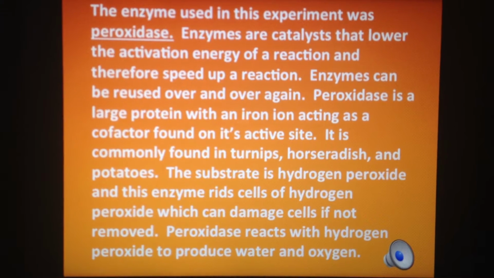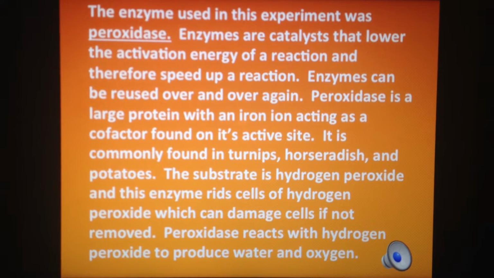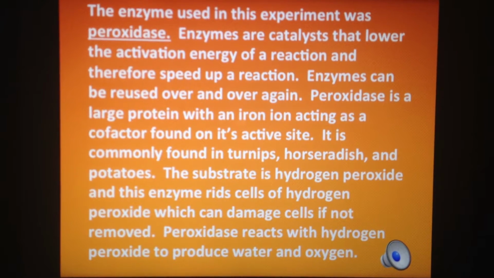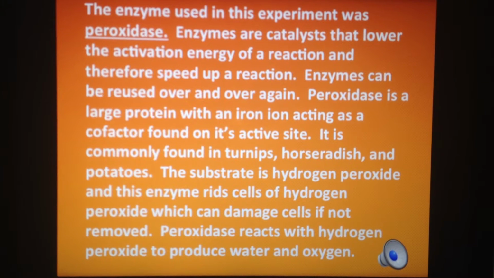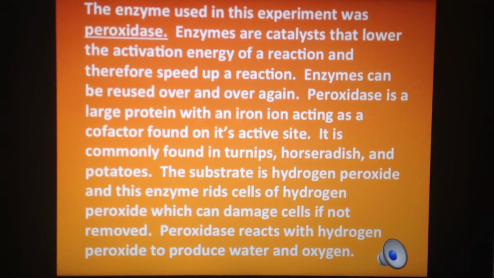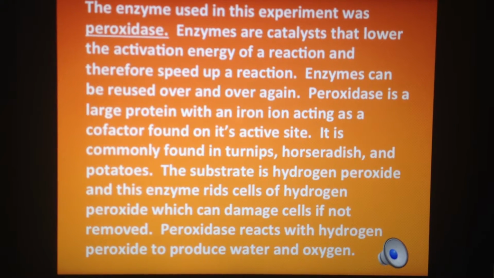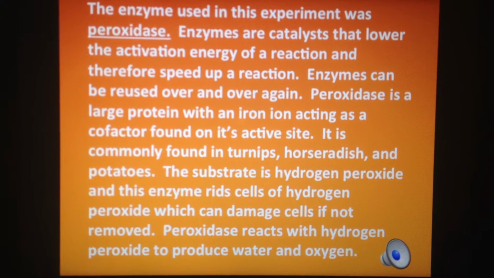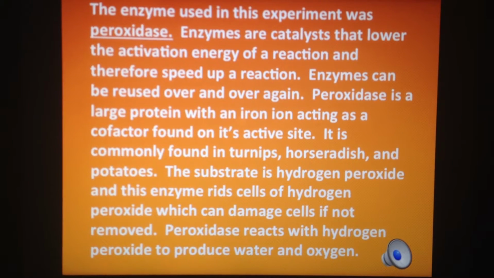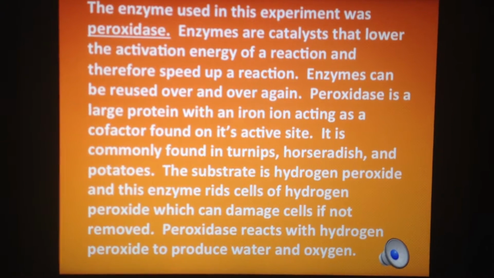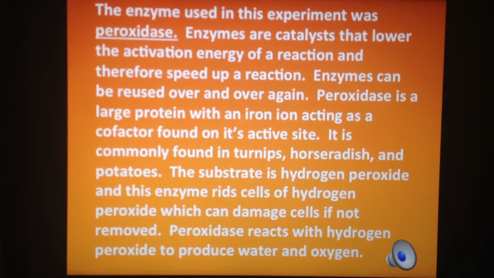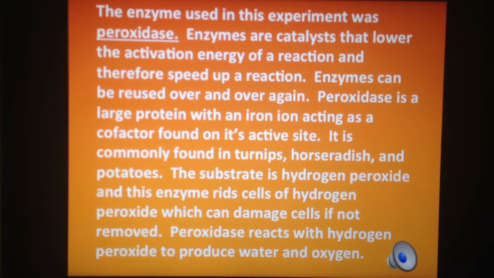Peroxidase is a large protein with an iron ion acting as a cofactor found on its active site. It is commonly found in turnips, horseradish, and potatoes. The substrate is hydrogen peroxide, and this enzyme rids cells of hydrogen peroxide, which can damage cells if not removed. Peroxidase reacts with hydrogen peroxide to produce water and oxygen.